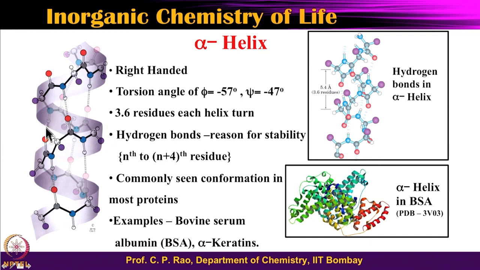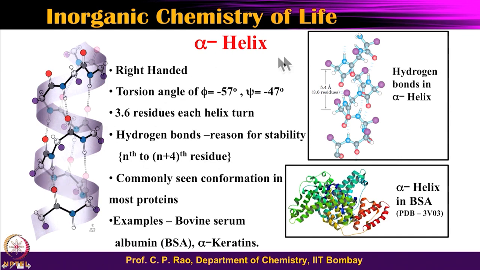So what are these connectivities? CO is the carbonyl, NH is the NH moiety. Each peptide amide bond has a CONH. So the CO of this with the NH of this, CO of this with the NH of this, okay? Similarly for the others. So you have CONH hydrogen bonds. Where are these hydrogen bonds? If you take the nth residue and the n plus fourth residue, these two are connected. And such things are found in the alpha helix.